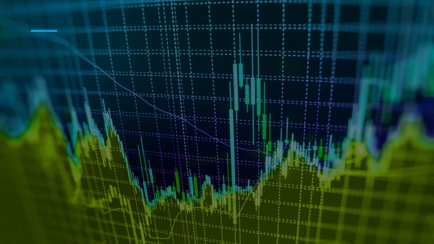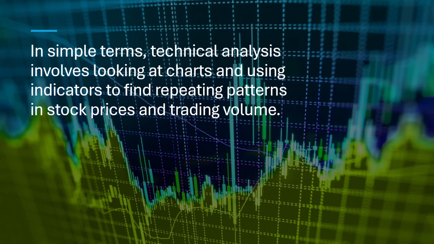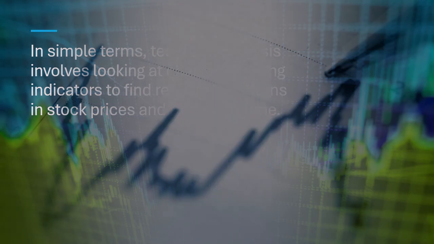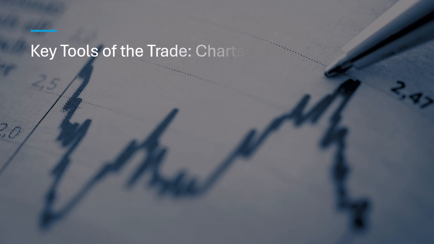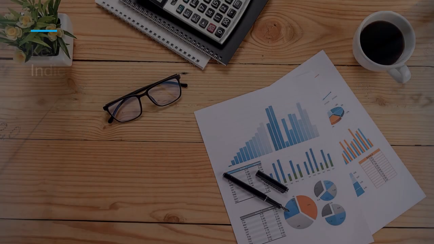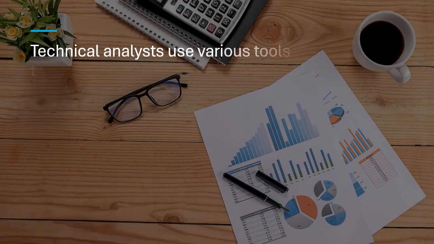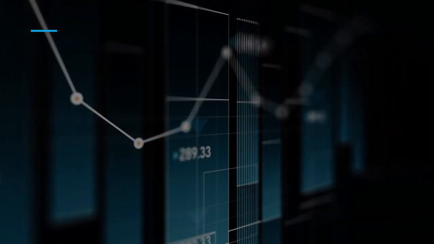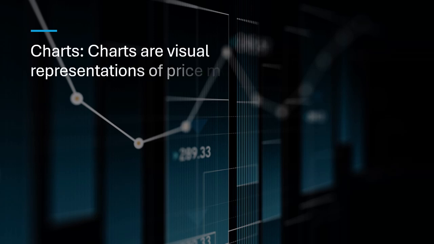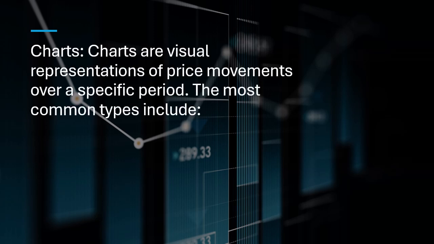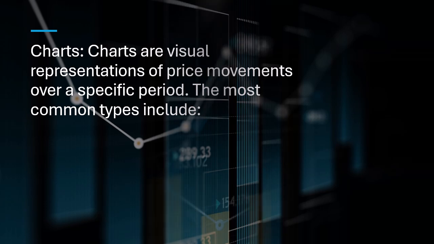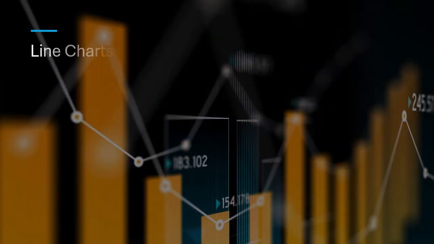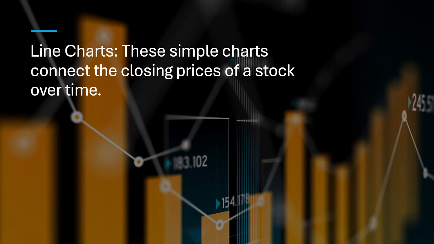In simple terms, technical analysis involves looking at charts and using indicators to find repeating patterns in stock prices and trading volume. Key tools of the trade: charts and indicators. Technical analysts use various tools to analyze market data. Here are some of the most common. Charts. Charts are visual representations of price movements over a specific period. The most common types include line charts. These simple charts connect the closing prices of a stock over time.